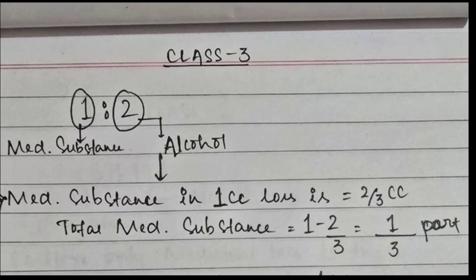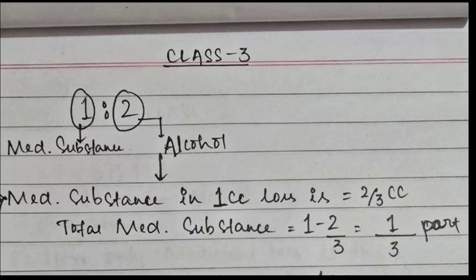So total medicinal substance how much have we taken, 1 part. So then what will the loss be, 2/3. So now we will see the total medicinal substance. Total medicinal substance, how we will calculate, 1 part of the medicinal substance and 2/3 is the loss. Means 1 minus 2/3, that is 1/3 part total medicinal substance. This is the medicinal part. Then we will switch to vehicle part.